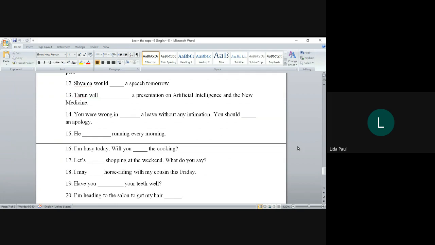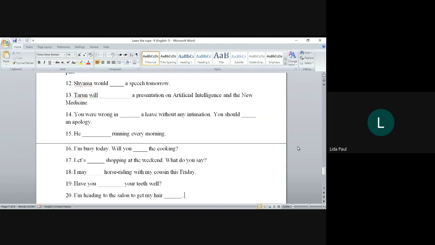Next one, 15th. He dash running every morning. Goes. Correct. He goes running every morning. So this is the tense form version of go running, go swimming, etc. So he goes running every morning. Routine.